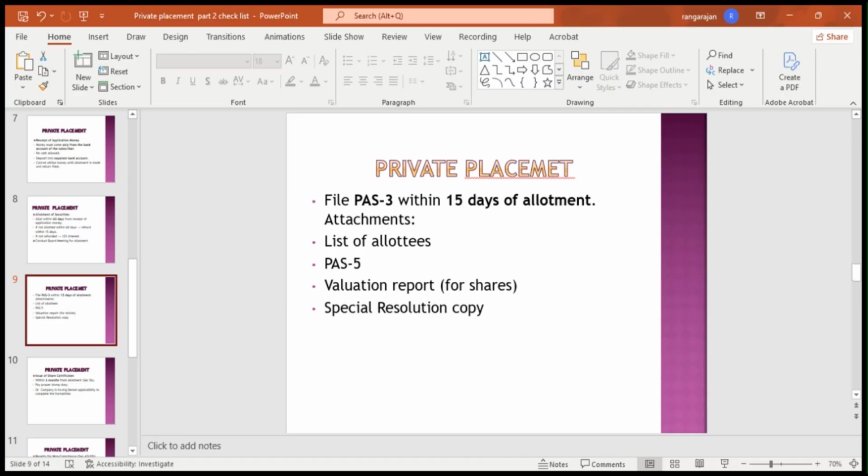Then what is the next step? PAS3 within 15 days of allotment. Allotment means the board has to approve the allotments. The board has to convene, review the entire offer and receipt of the payment, and then approve the allotments. What are the attachments? List of allottees, PAS4 by valuation report, special resolution copy. These are the things to be attached along with the PAS3.